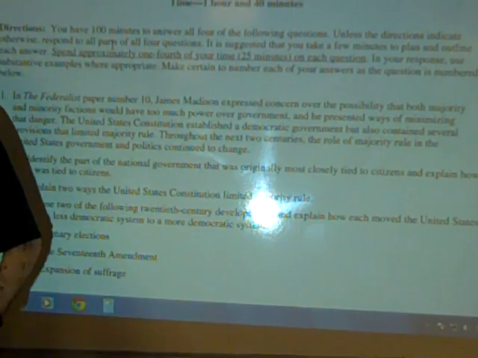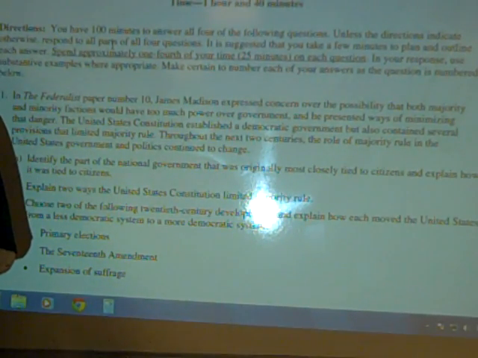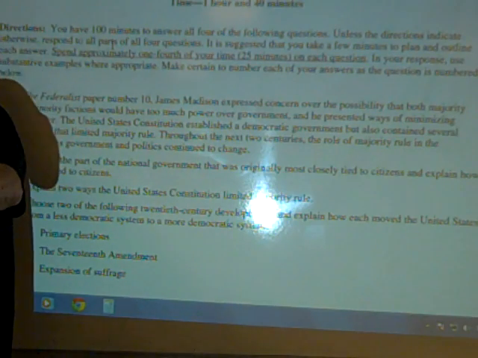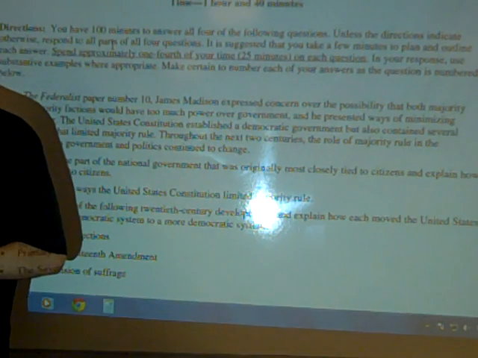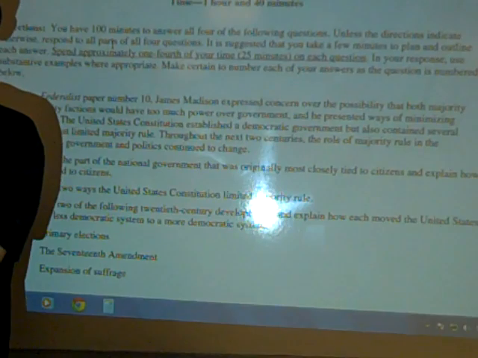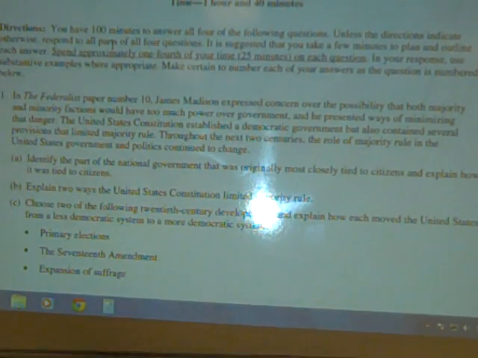Each state gets 2 senators, so that is not tied to population. That's more tied to state representation. So it limited at least the majority rule of populations, of numbers of people. Maybe it is majority rule of the states, but I bet that's on the rubric. I bet that's close enough.